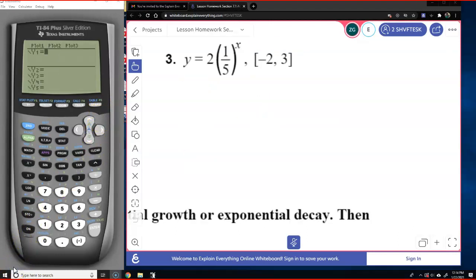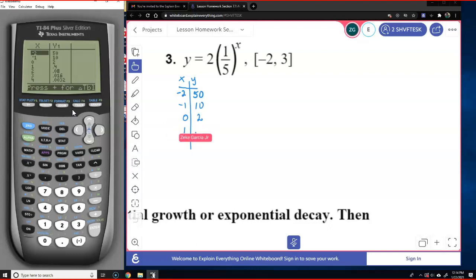For number 3, we're going to go ahead and make a table. And when we make the table, we're able to see whether it's growth or decay. We have 2, and then we have 1/5, and then, of course, we have the power to the x power. Look at your table, and we're looking at -2. When x is -2, y is 50. When x is -1, y is 10. When x is 0, y is 2.